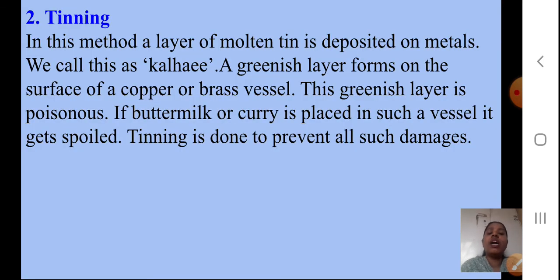Now second is tinning. In this method, a layer of molten tin is deposited on metal. First we saw in galvanizing, zinc is used; now we are using tin. We call this kalai. A greenish layer forms on the surface of copper or brass vessels. You know this: if you have copper or brass vessels at home, you can see a greenish layer forms after some months or days, because corrosion is not a sudden process. It takes a long time.